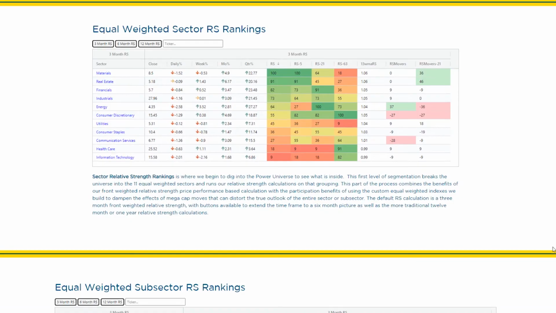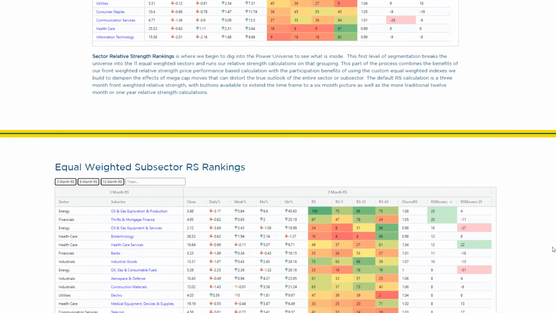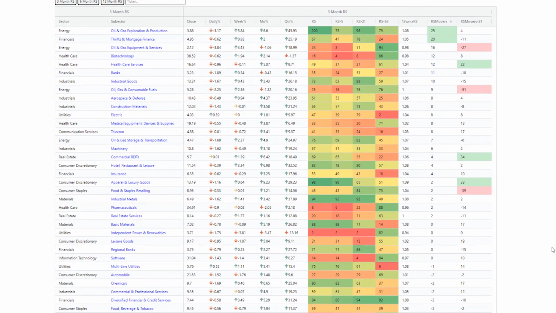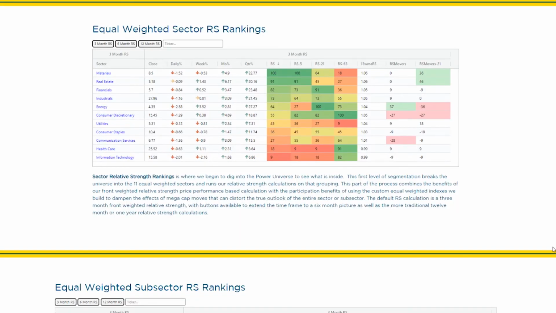Our final pillar is our relative strength ranking system. This allows us to rank any grouping or list of securities using our proprietary price-based performance calculation over the last 3, 6, and 12-month periods on a scale from 1 to 100. This grouping shows our 11 equal weight sector indexes built from the power universe. The site default is a 3-month calculation, as we like to spot changes early, but the traditional 6 and 12-month calculations are also available to give a longer-term perspective.